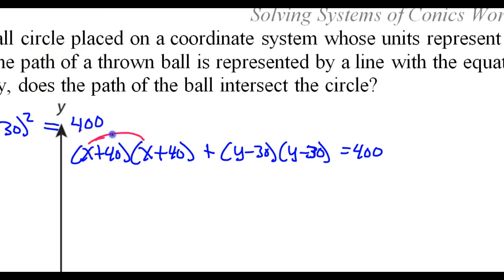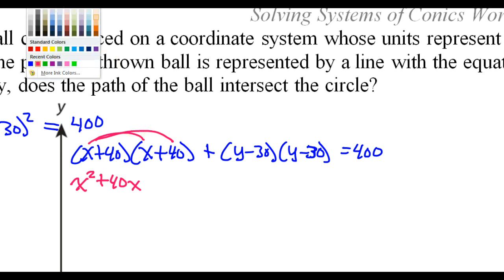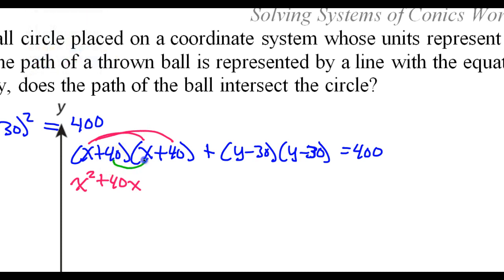So I'm going to multiply x here and here, so that's going to give me x squared plus 40x. And then I'm going to double distribute the 40. So 40 times x, that's another 40x. And then 40 times 40 is 1,600.